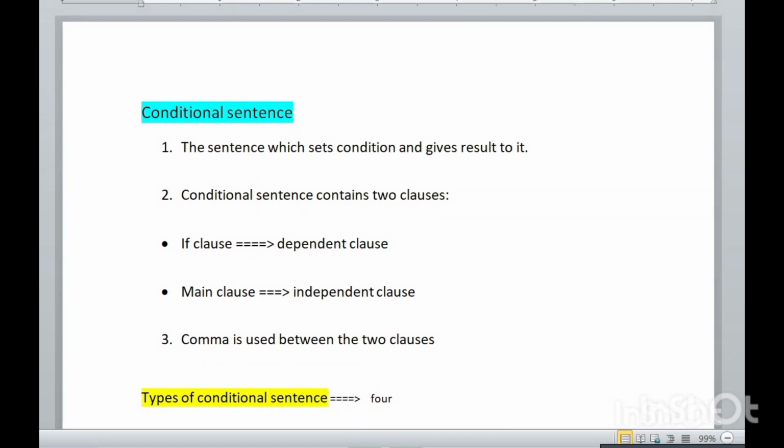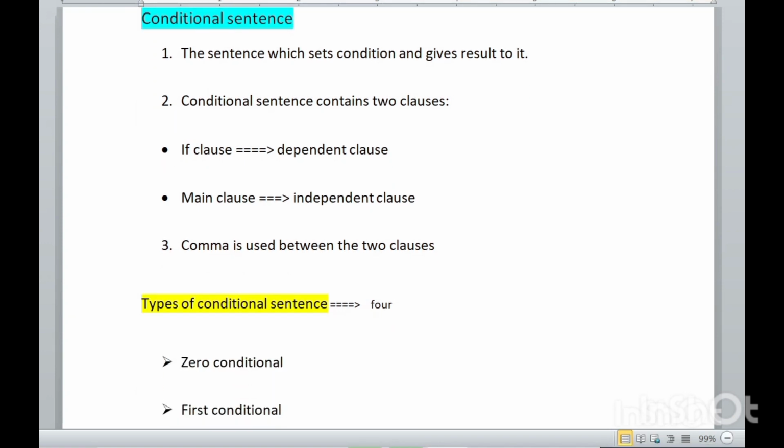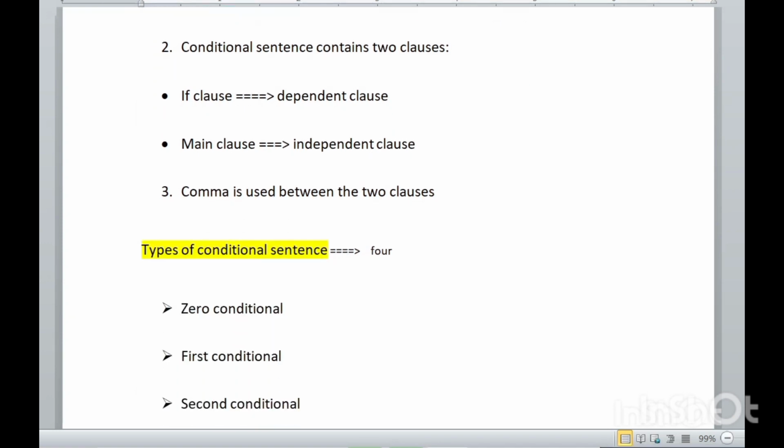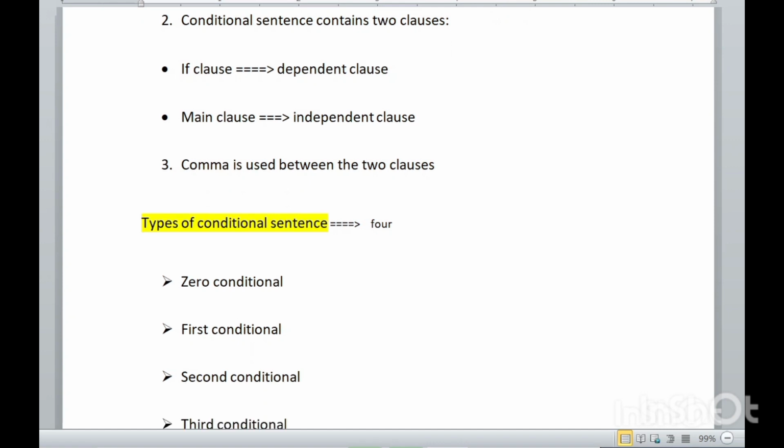Now there are types of conditional sentences. A conditional sentence has a total of four types: zero conditional, first conditional, second conditional, and third conditional. We will discuss two types today. What are the structures of these two types of conditional sentence, and what is their usage in our daily life? We will discuss that today.